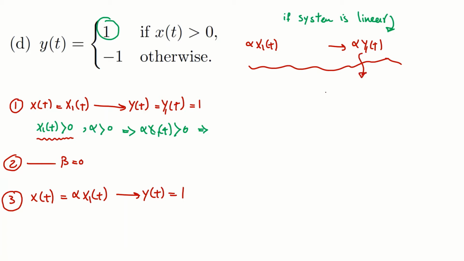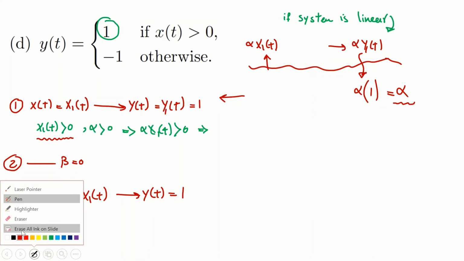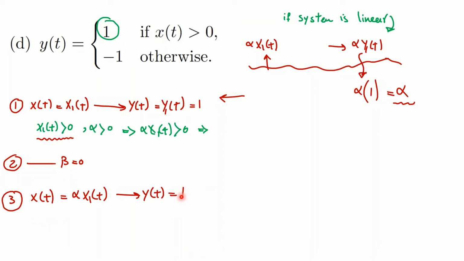From a linear system, we expect that if the input is alpha x1(t), the output should be alpha y1(t). And what is y1(t)? I replace y1(t) by its value, which is 1. So we expect the output to be alpha. This is what we expect from a linear system. But what we see here is the output is 1, not alpha. And that means the system is not linear, or we say it is non-linear.